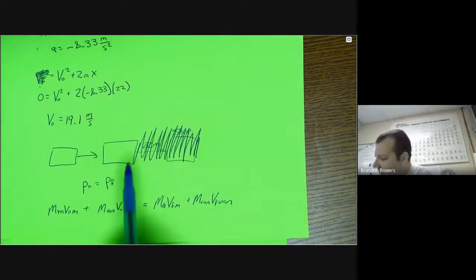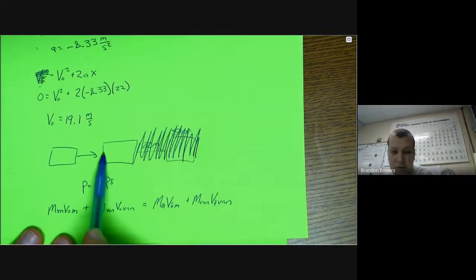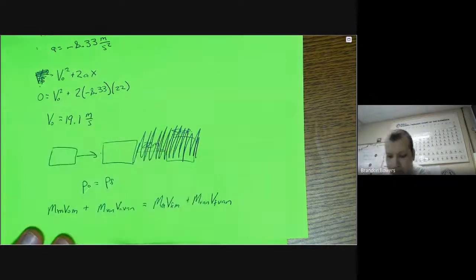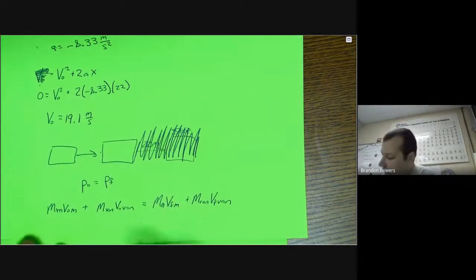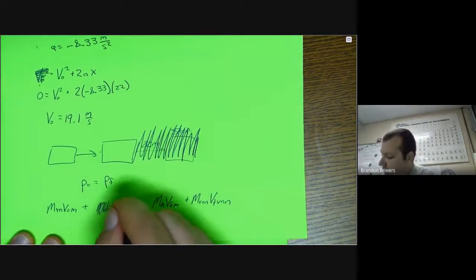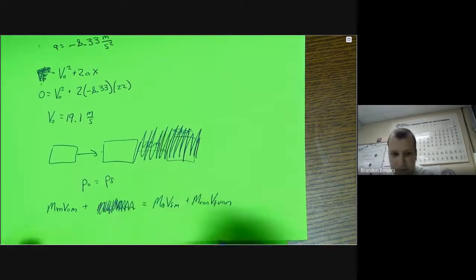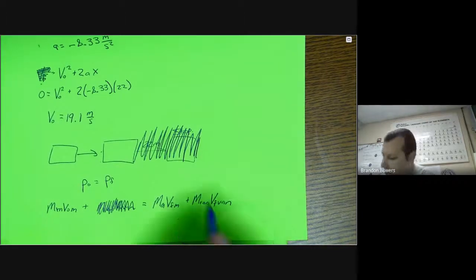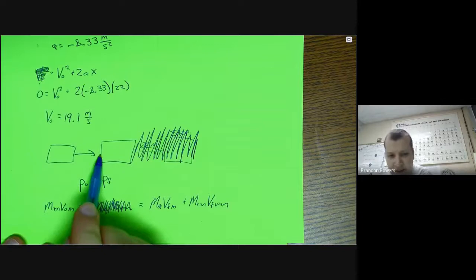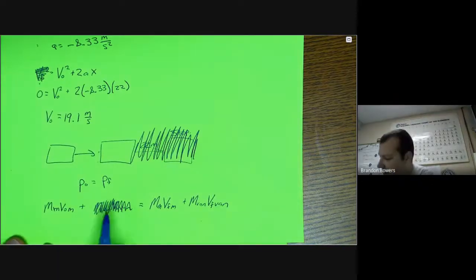the initial velocity of the van's not moving. So right there, the van's not moving. So our initial velocity is 0. Right? Right when that hits, our initial velocity is 0. So we can get rid of that.